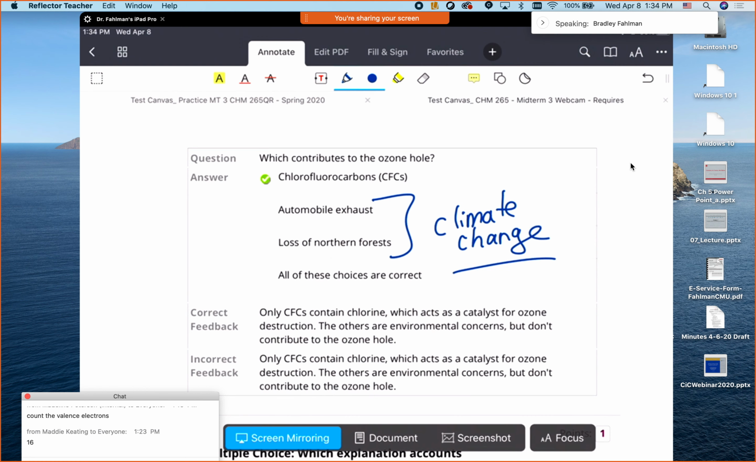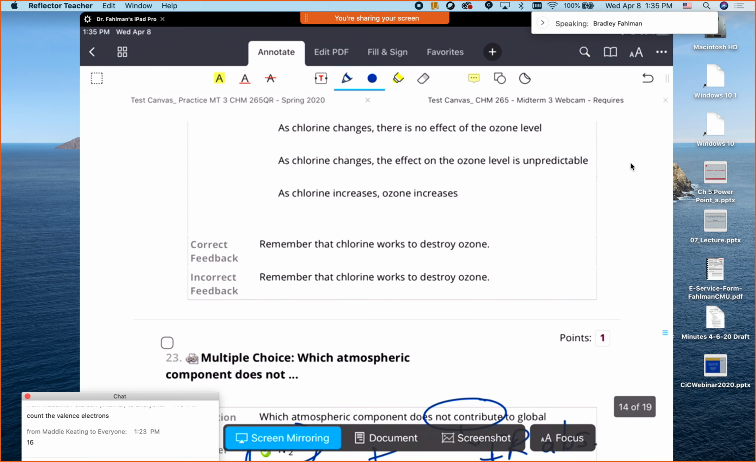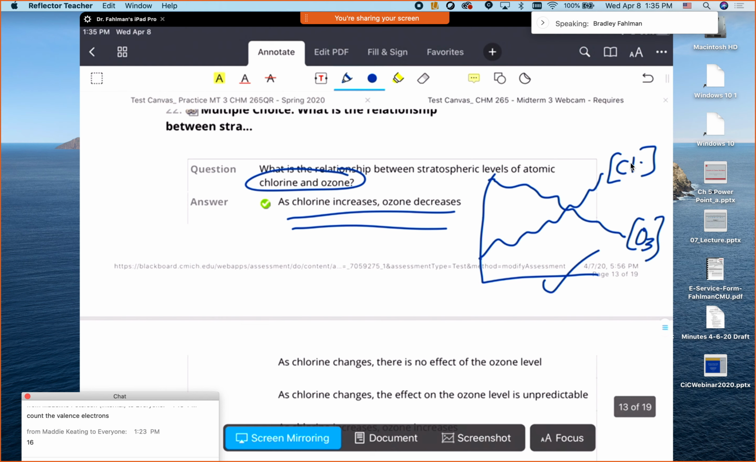Okay, so these give rise to either increased CO2 concentration, loss of forests. So again, there's less to sequester the CO2. But this one is directly responsible for the ozone hole. These chlorinated compounds give rise to this trend. As you pump more chlorine in the atmosphere, then ozone goes down.